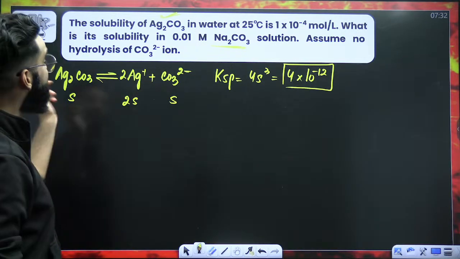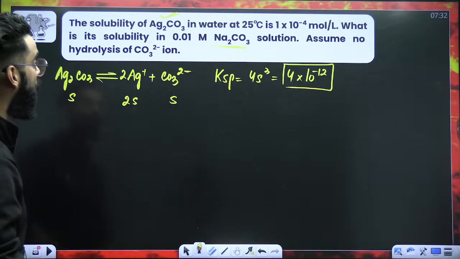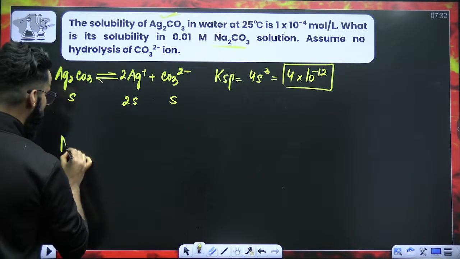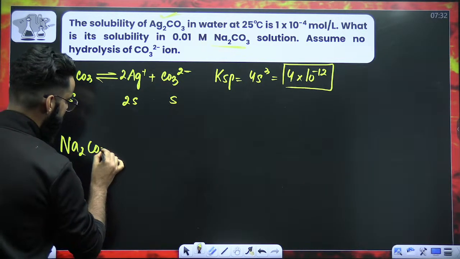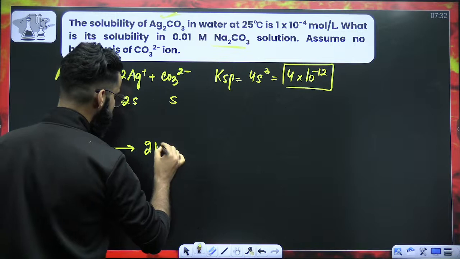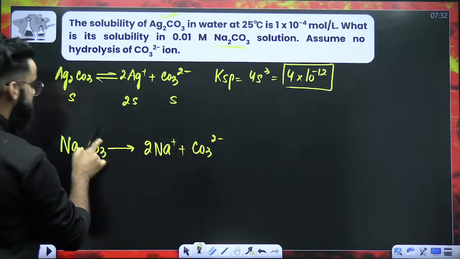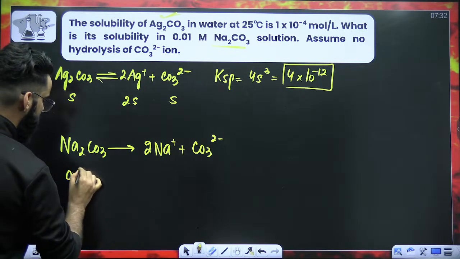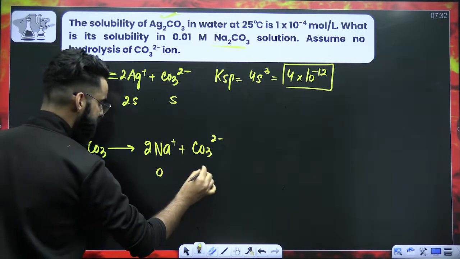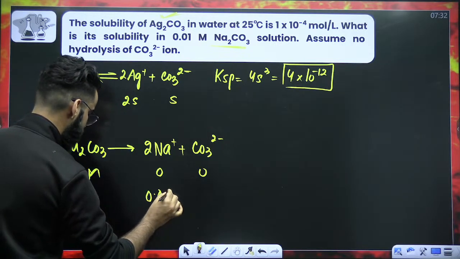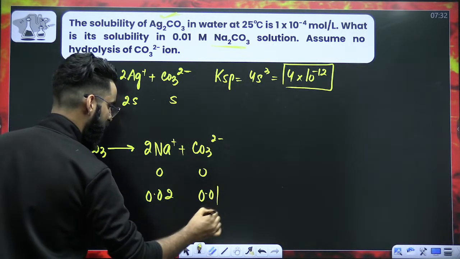Now, what is its solubility in 0.01 molar Na2CO3? If you put the same Ag2CO3 in Na2CO3, this Na2CO3 will get completely dissociated as 2 times Na positive plus CO3 di negative. Now, what about its concentration? Its concentration is 0.01 molar. This is 0, this is 0. It would have got dissociated completely. So, this is 0, this is 0.02, and this is 0.01 molar.